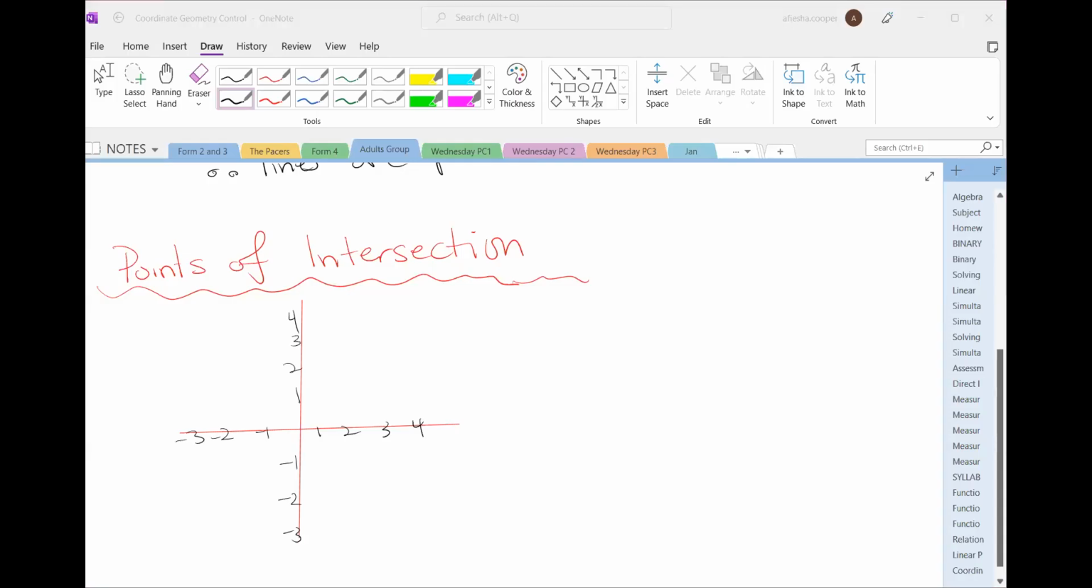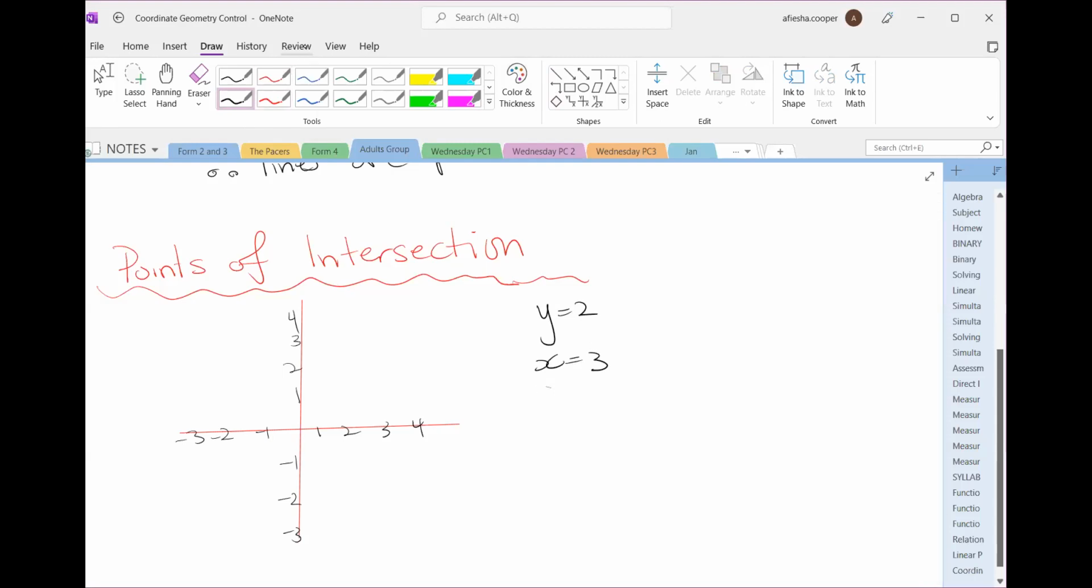So we are going to continue on to points of intersection now. A point of intersection is where at least two lines or two curves, or a line and a curve, meet each other at a coordinate. So I'm going to put in two lines. The first line I'm putting in is y is equal to 2, and the second line I'm putting in is x is equal to 3.